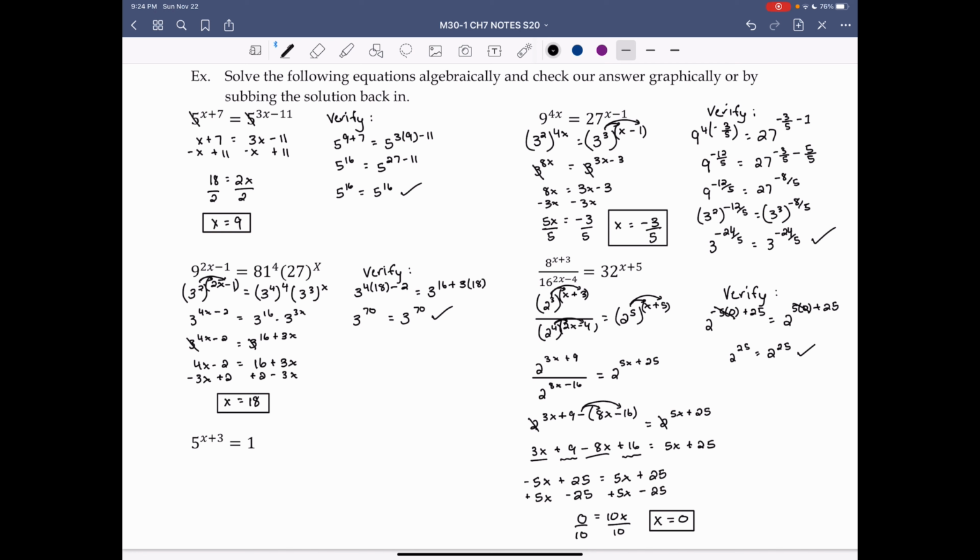5 to the power of x plus 3 equals 1. Recall that any non-zero number to the power of 0 equals 1, so we can write 1 as 5 to the power of 0. 5 to the power of x plus 3 equals 5 to the power of 0. Then we can drop the bases and just look at the exponents. x plus 3 equals 0. Subtract 3 from both sides, we get x equals negative 3. Let's verify this one graphically.